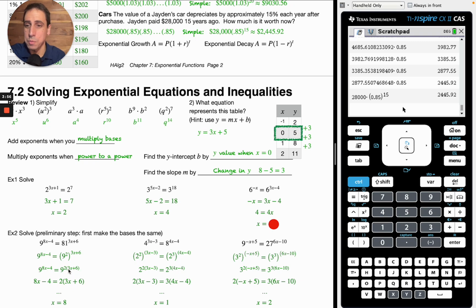And now we can set the exponents equal to each other, because the bases are the same. When you set them equal to each other, it looks like this, and when you solve it eventually, I didn't show the work because I know you can do it. This is x equals 8. Let's do the same thing.